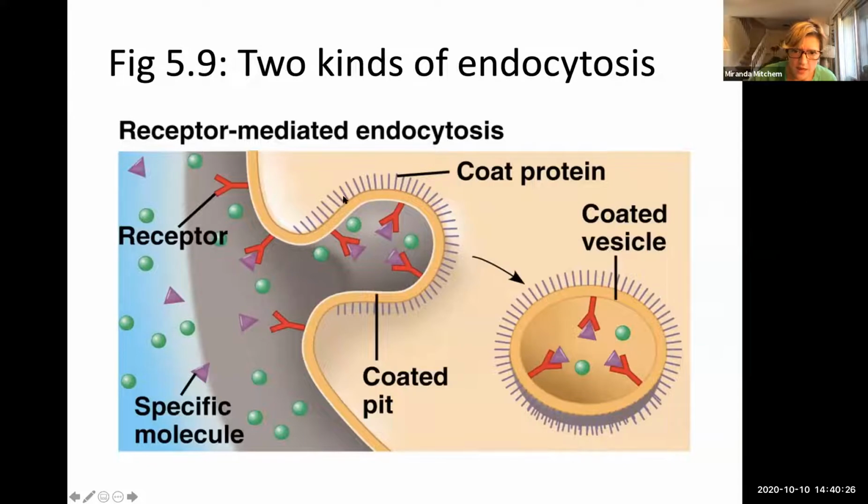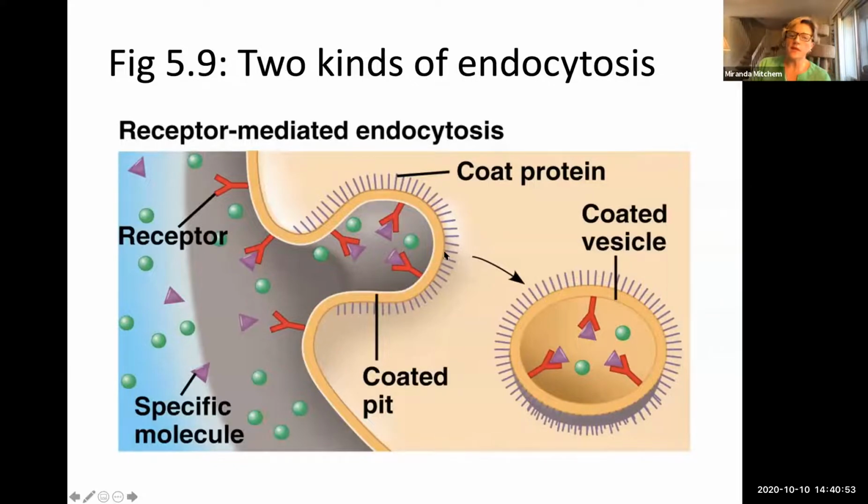Notice that the part of the cell that is pinching off has this other coat protein here. That coat protein is just the cell signal to pinch off there. So notice that when the vesicle is formed, it's surrounded with the coat protein because this is just the inside message to the cell saying, hey, pinch off here, create the vesicle here.